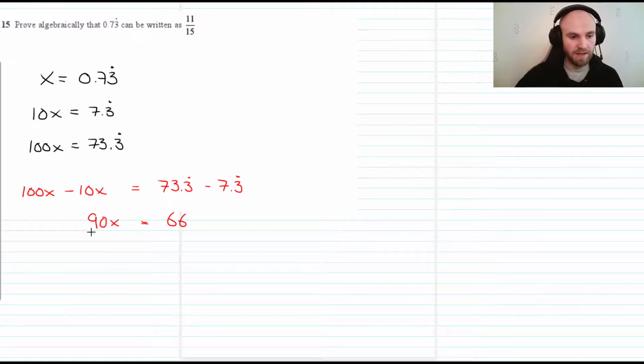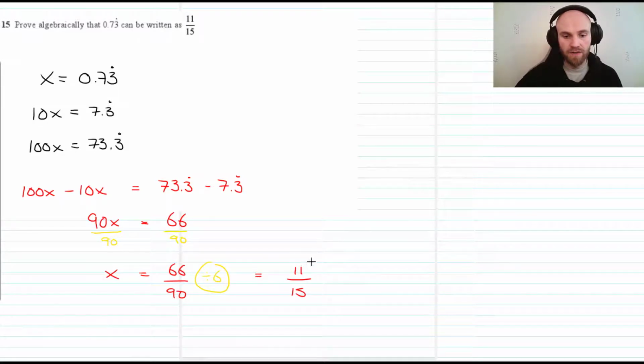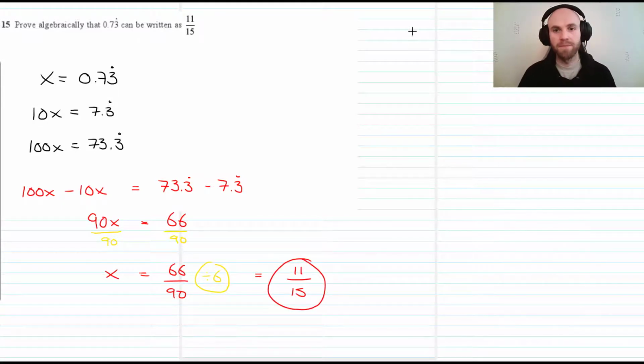We're going to divide both sides by 90 to get x on its own. That's going to give us x equals 66 over 90. We are going to divide the top and the bottom by 6. And that is going to give us 11 over 15. And that is how we prove that.